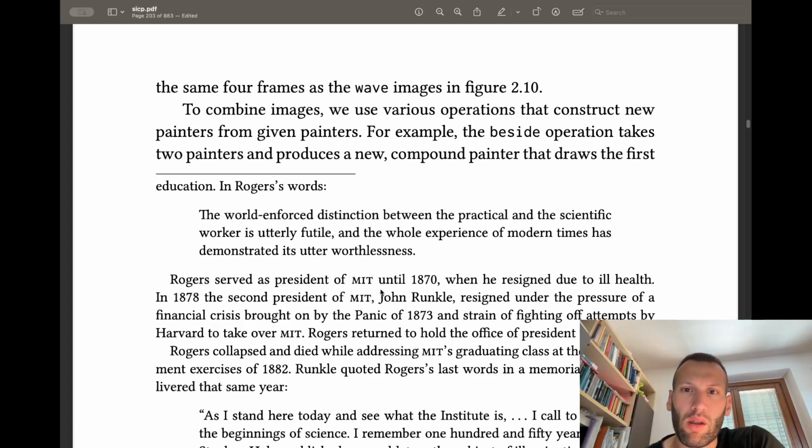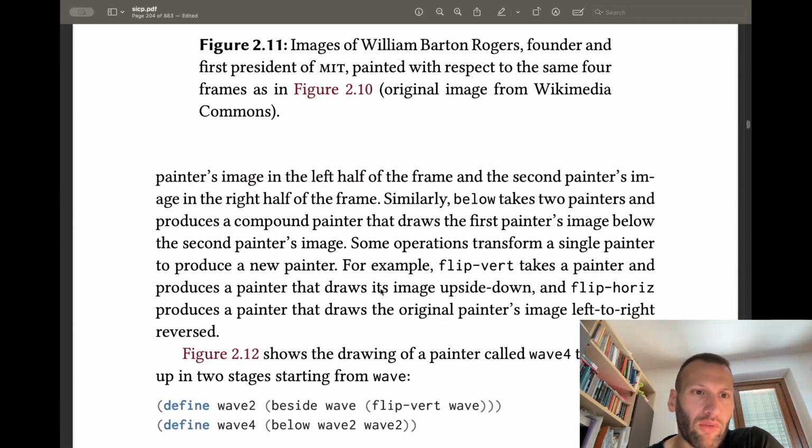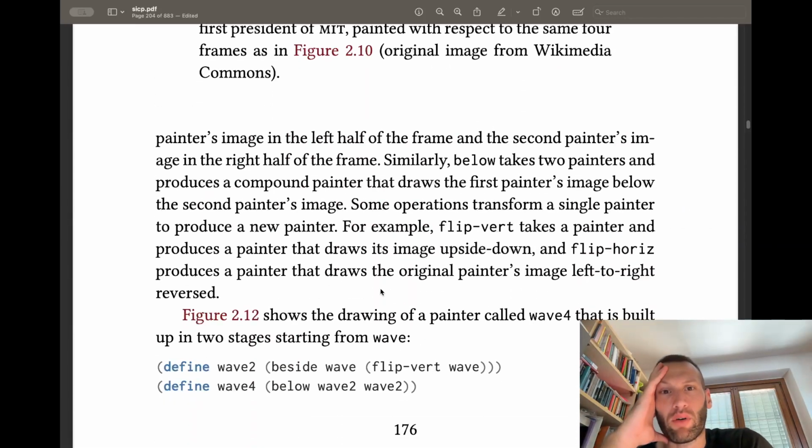For example, the beside operation takes 2 painters and produces a new compound painter that draws the first painter's image in the left half of the frame and the second painter's image in the right half of the frame. Similarly, below takes 2 painters and produces a compound painter that draws the first painter's image below the second painter's image.